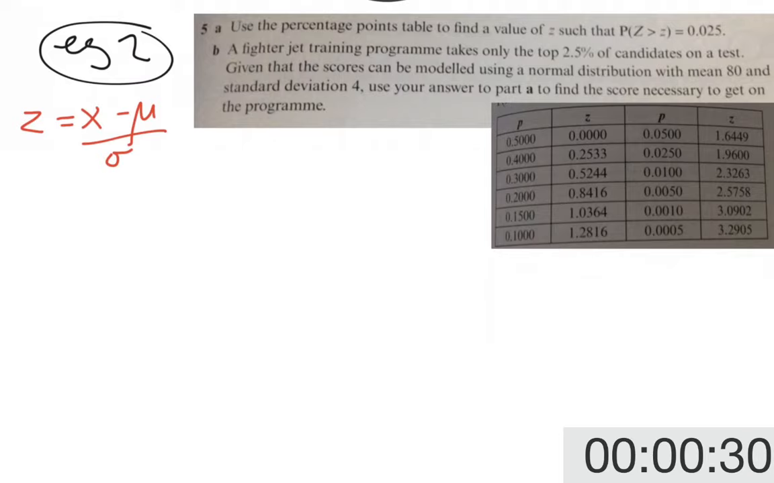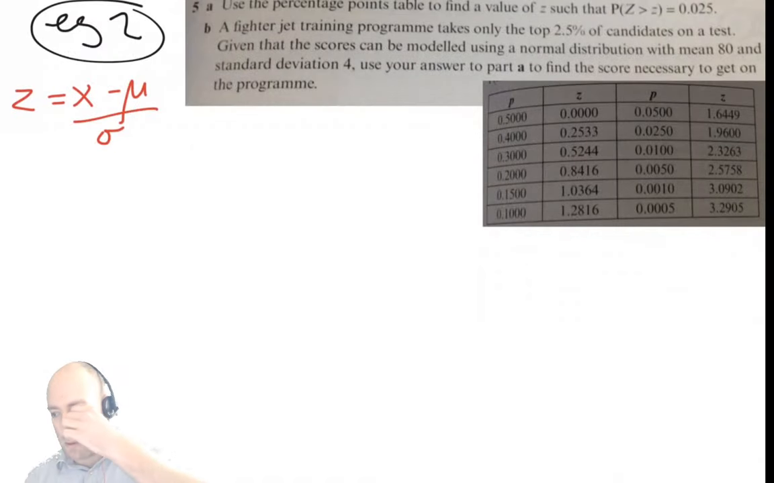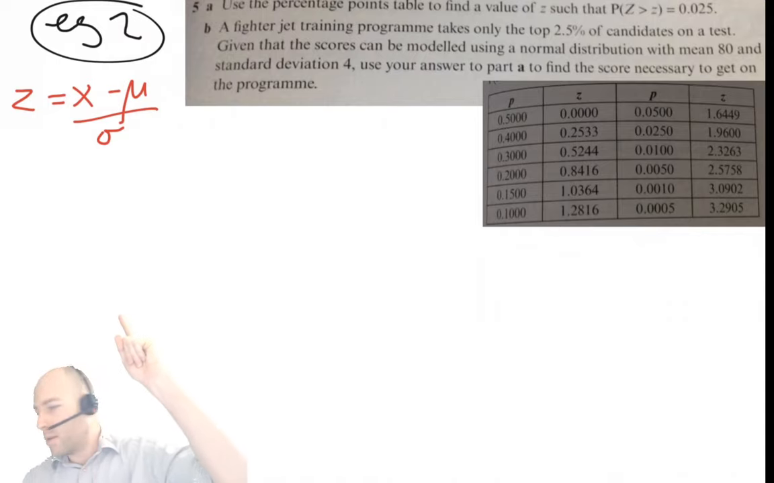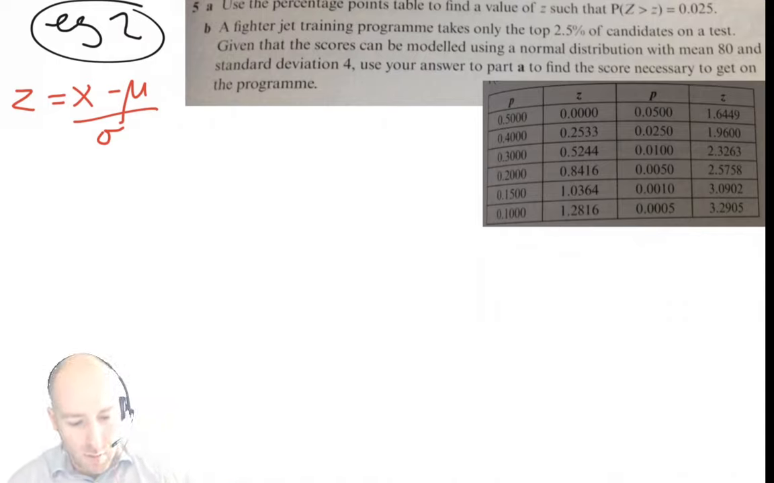Cool. Right, let's give it a go. So back we go. So part A is like we were just doing. We need to use the calculator to find the z value. Part B, we're now transforming our z value back to the x value that fits with that. Cool. So quick sketch. Put it here.